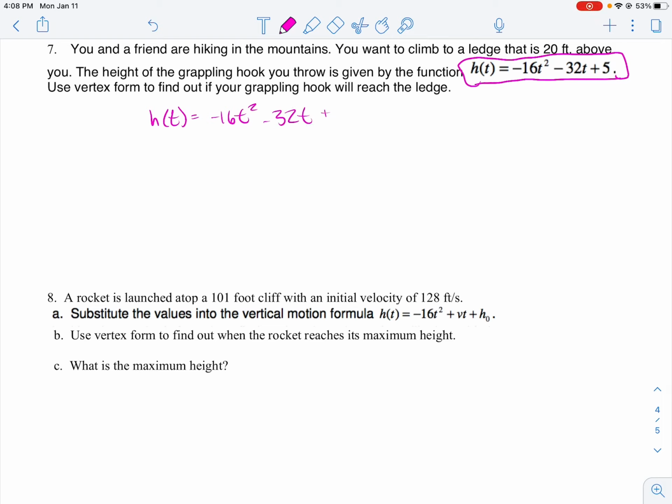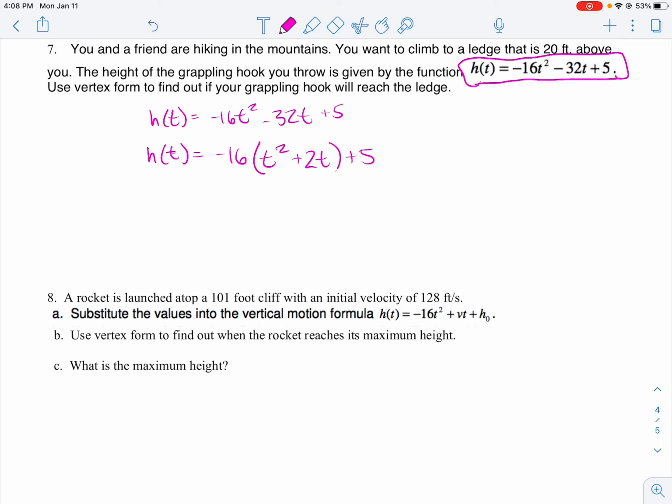Now what's nice about this problem and the next one is that these numbers, 128 and 32, are multiples of 16. So we're going to get some nice numbers here, guys. That's something to be excited about. So I'm going to factor out a negative 16. This is going to be t squared plus 2t plus 5. I'm not changing the value of anything in this equation, because if I were to multiply this through, I would certainly get the same thing up top.